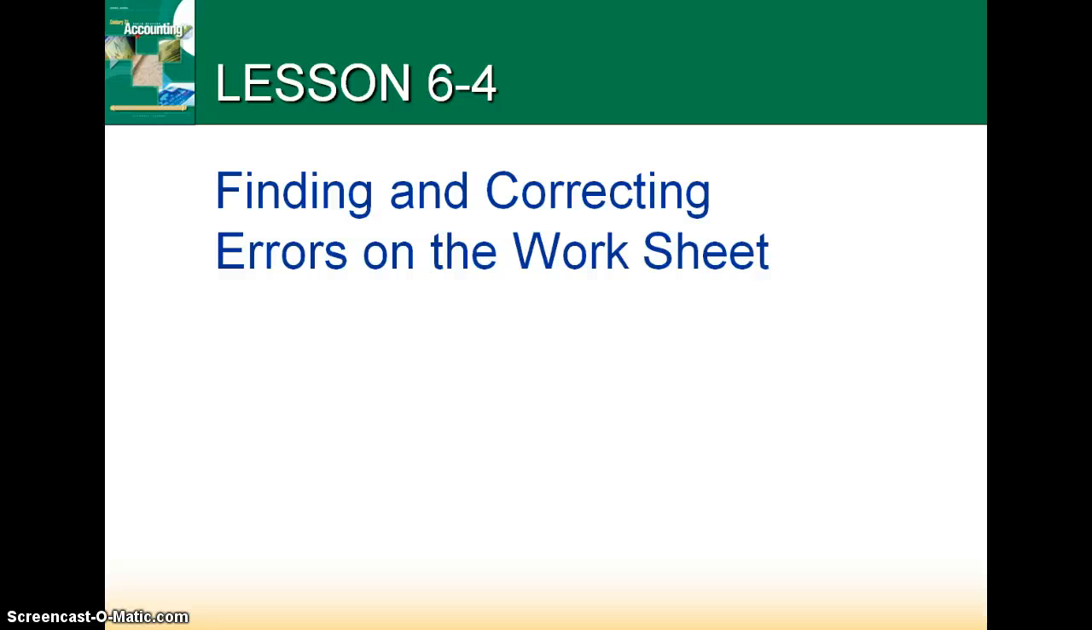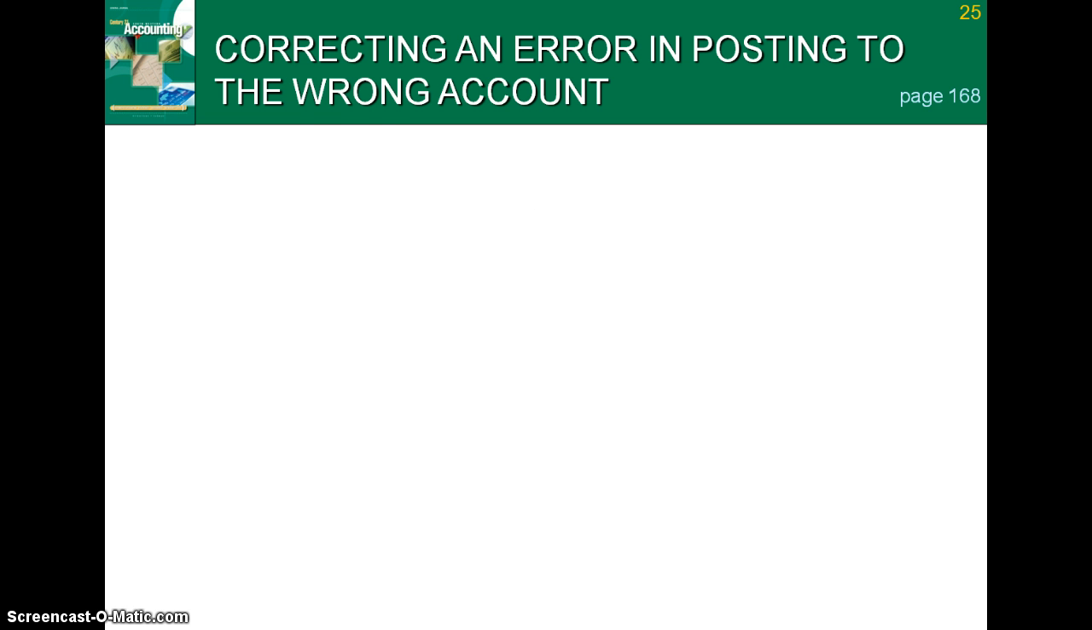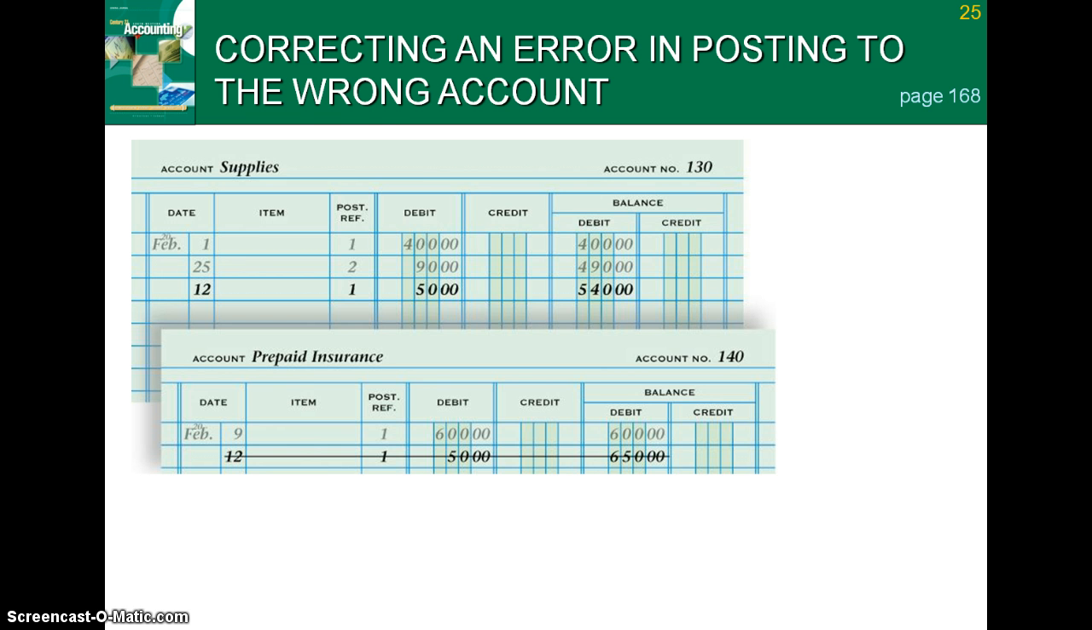Hi guys, this is the final lesson for chapter 6, finding and correcting errors on the worksheet. Most of the time with accounting, your errors are found at this point, and we've already talked about this some throughout the year and throughout this chapter. So by the time we're done, you'll be able to correct these the correct way, so that there's no questions with your records.